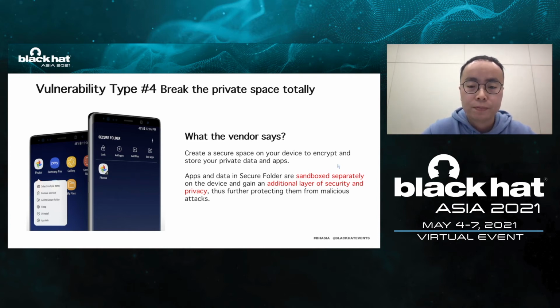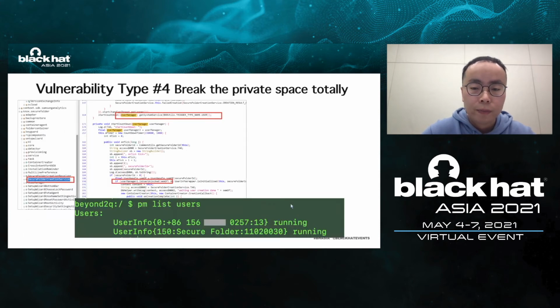Finally, let's talk about the last type, PrivateSpace apps. In the introduction, the vendor said the users can create a secure space on their device to encrypt and store private data and apps. Apps and data in the secure folder are sandboxed separately on the device and gain an additional layer of security and privacy that further protects them from malicious attacks. The secure folder seemed very safe, so we were curious about its implementation.